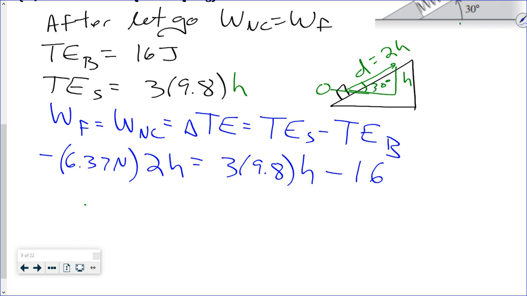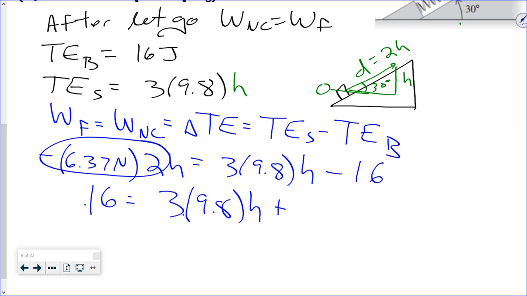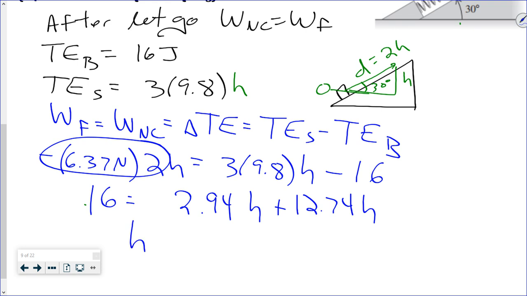Okay. So I, for some reason, don't have that written down, but we can figure it out pretty quick, right? So let's add 16 to both sides. So I'm going to get 16 equals 3 times 9.8 h plus 6.37 times 2, which is 12.74. So 3 times 9.8 is 29.4. So you can solve for h, right? So 16 divided by 2. Sorry for not having this written out. Plus 12.74. I probably could have paused the video, but it gives you about 1 meter, which means that our distance is twice that.